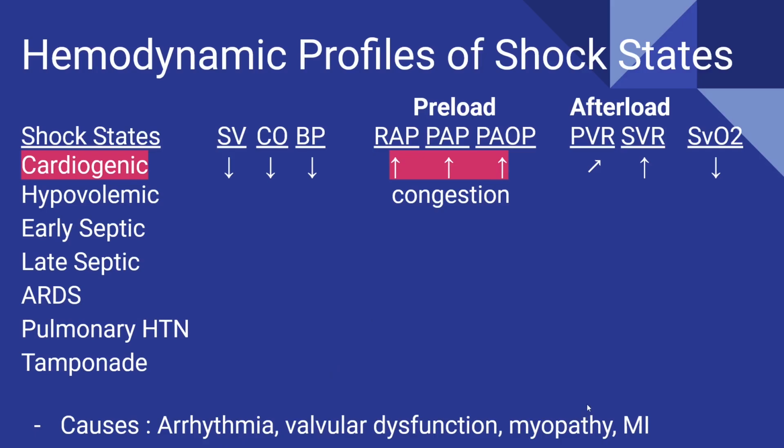Everything else might be working fine. Our preload might be fine. Our afterload might be fine. But something's causing us to not be able to release that pressure or to release that blood. So what we're going to see is a low stroke volume, low cardiac output because of that. And because we have a low cardiac output, we have a low blood pressure.